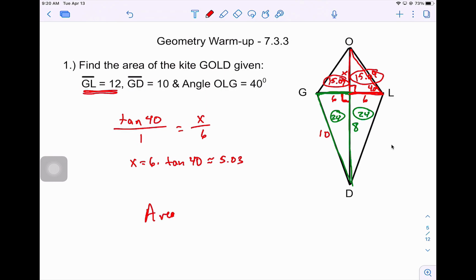The area of this kite, we've got 24 and 24, that gives me 48. 15 and 15 gives me 30, in this case 0.18. And so we end up with 78.18 square units. I didn't give you any units, so you just put square units as the answer. So 78.18 is what you should have come up with.